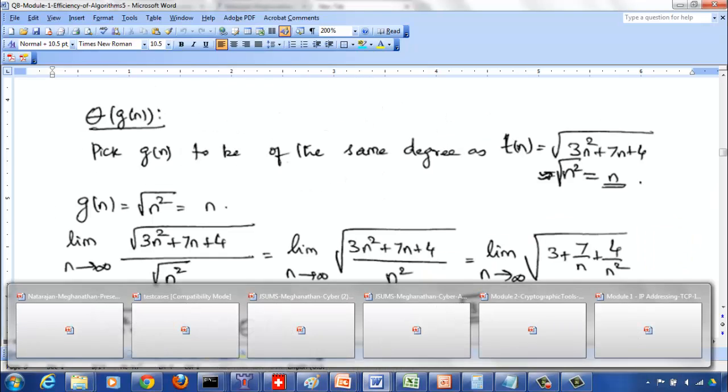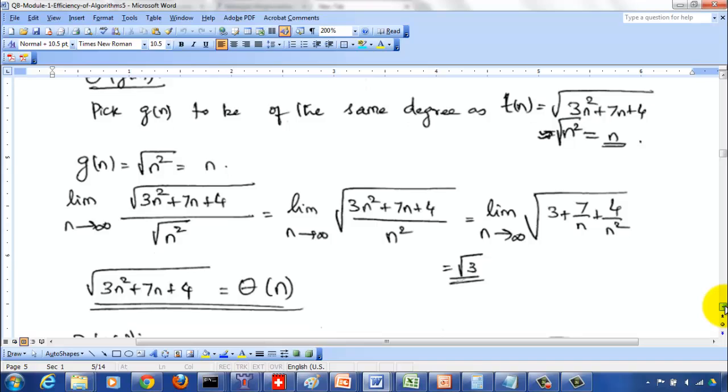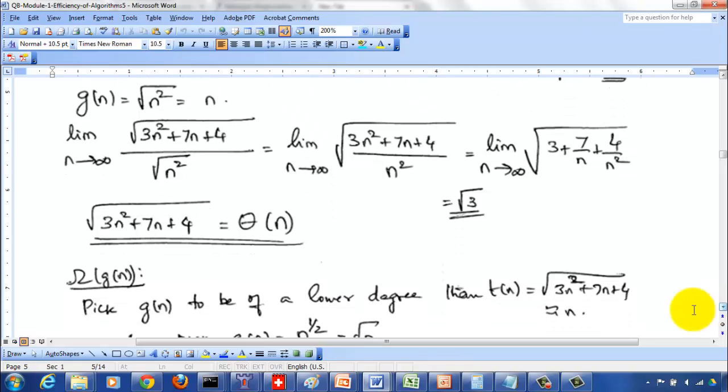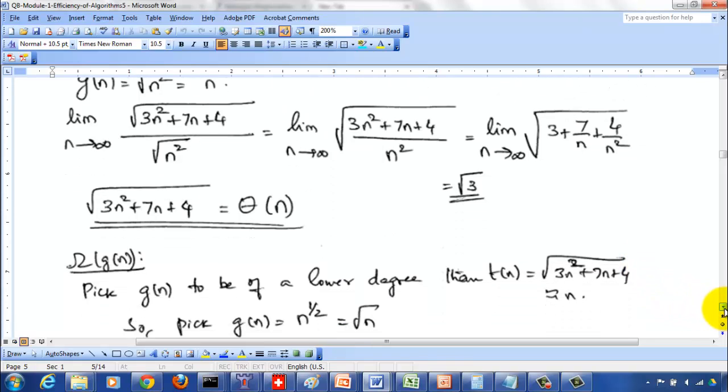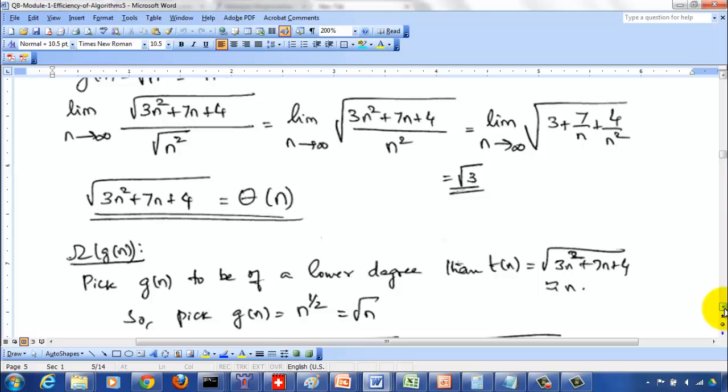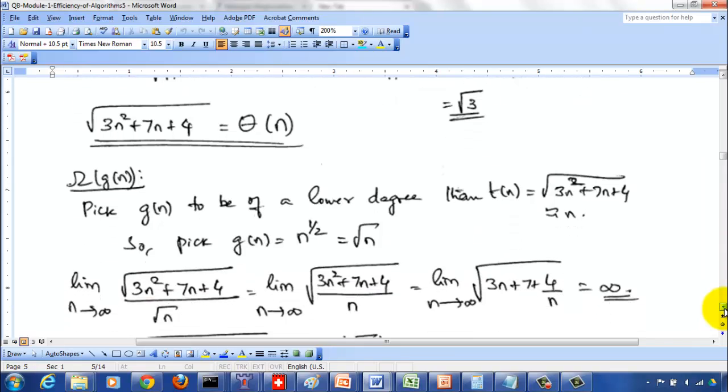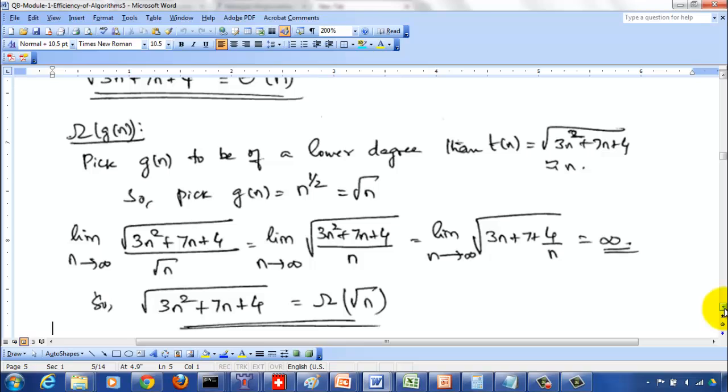Now for big omega, let's say we want to find something that grows slower compared to this. So let's choose g of n to be square root of n. So it is square root of (3n square plus 7n plus 4) divided by square root of n. So I can take this n inside the square root. 3n square plus 7n plus 4, divided by n. So that's going to be 3n plus 7 plus 4 over n. As n tends to infinity, this is infinity. Okay. So this is going to be big omega of square root of n.